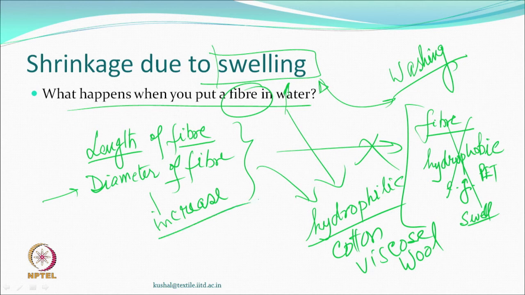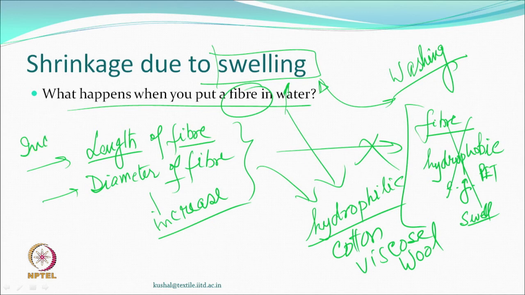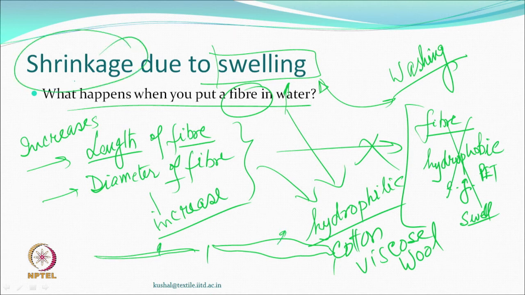True? Diameter will increase. What about the length? Will it decrease or increase? Length of the fiber. Increase or decrease? Length also increases. So, for example, there was a fiber with some dimension, you put it in water, so it may increase in diameter and also in length, depending upon the type of fiber. So it increases in diameter, it increases in length, so where is the question of shrinkage? It should extend.